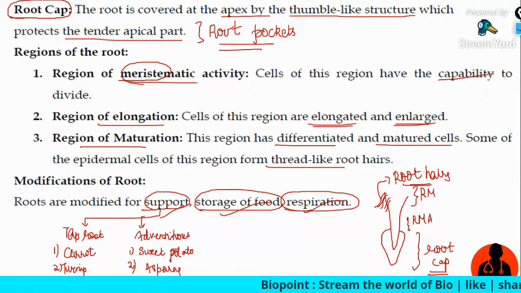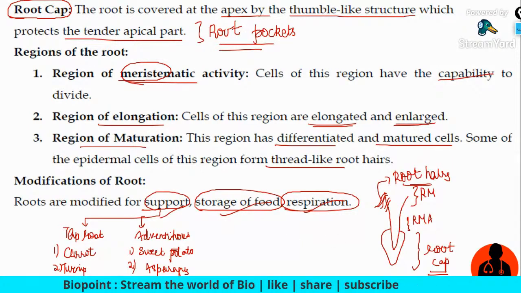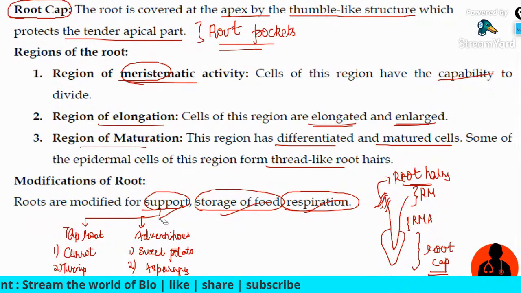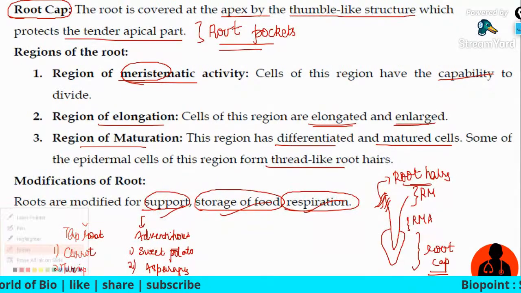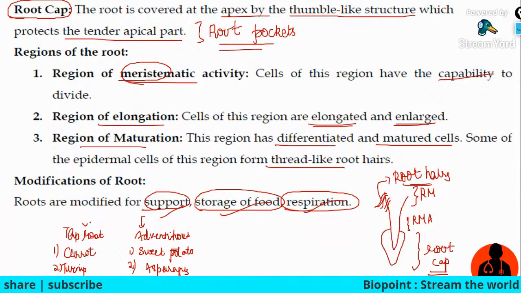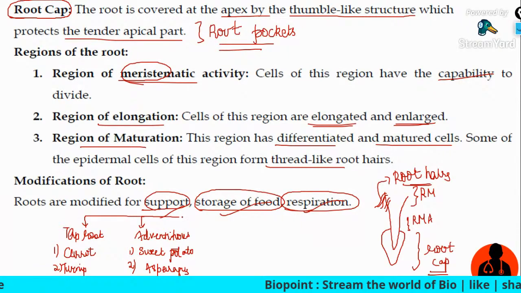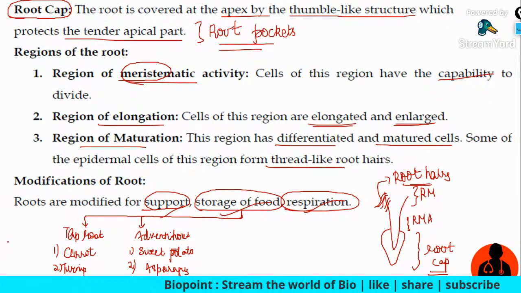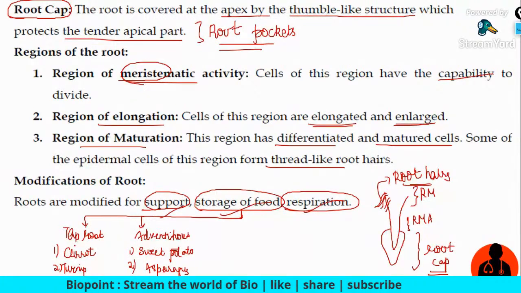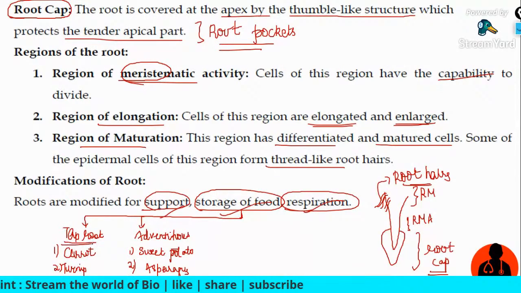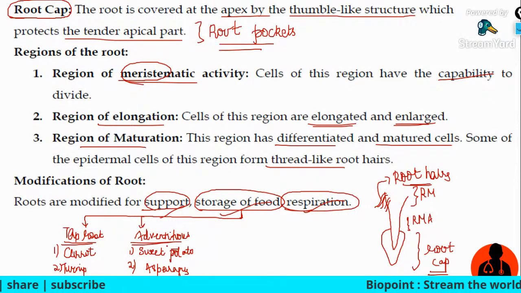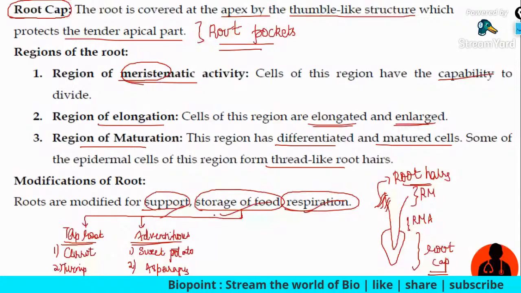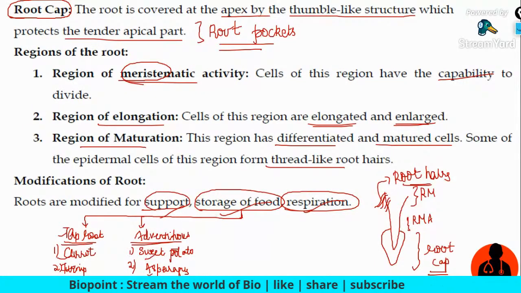The adventitious root modification is sweet potato. Second one is asparagus. Sorry guys, a small mistake. It was not support, it was storage. I was talking about the storage of food. Once again, storage of food is done by taproot system, carrot and turnip, and adventitious roots, sweet potato and asparagus.